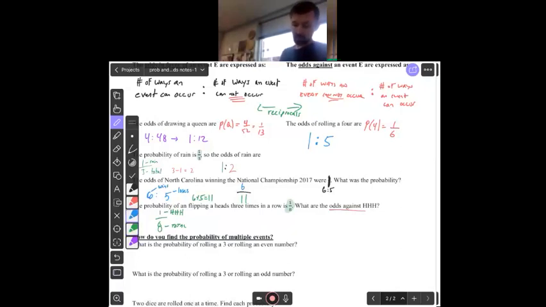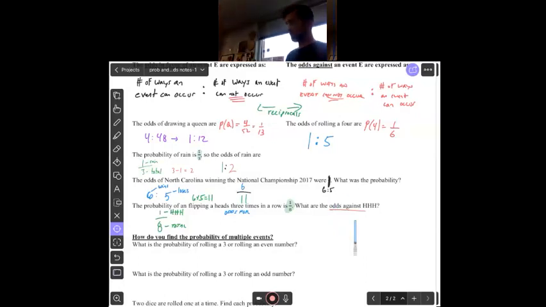So the odds for, oh, and I forgot to mention, if it just says odds of, like the odds of drawing a queen, the odds of rolling a 4, that's automatically odds for. If it says odds of, that's odds for something. You have to very specifically say odds against if you mean odds against. It doesn't have to say odds for rain, odds for drawing a queen, odds for rolling a 4. That's just assumed. If it needs to be odds against, it has to say odds against.